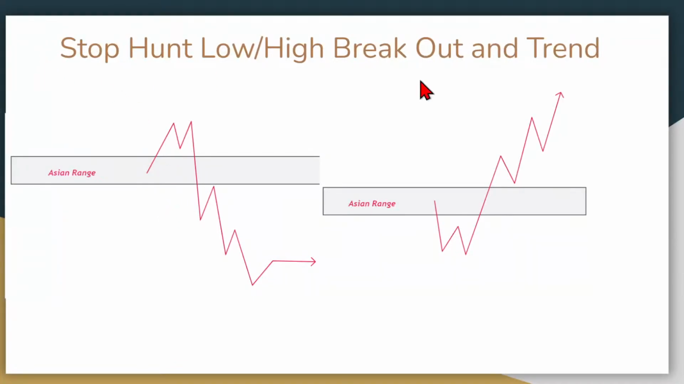So this first one, stop hunt low or high, and then break out and trend. So that is Asian range. We have a stop hunt high, and then the market follows through to the downside and then trends to the downside. And then on the flip side of that, Asian range, breakout, and then basically false break reversal and then trend in the opposite direction. Stop hunt low, rise.